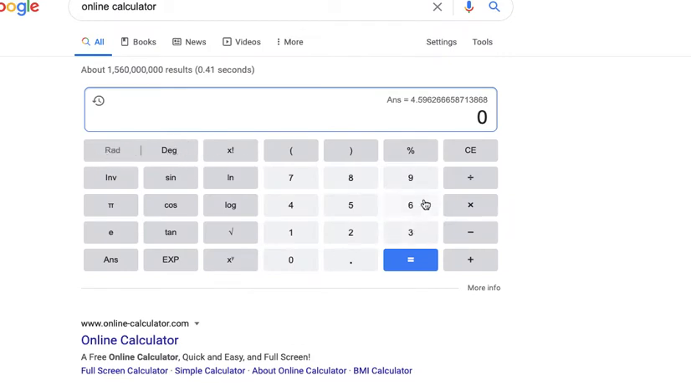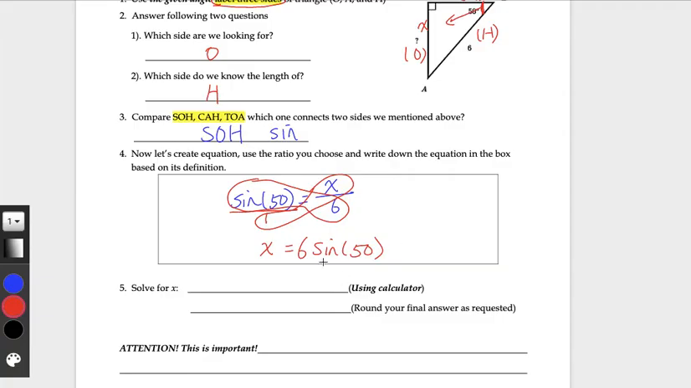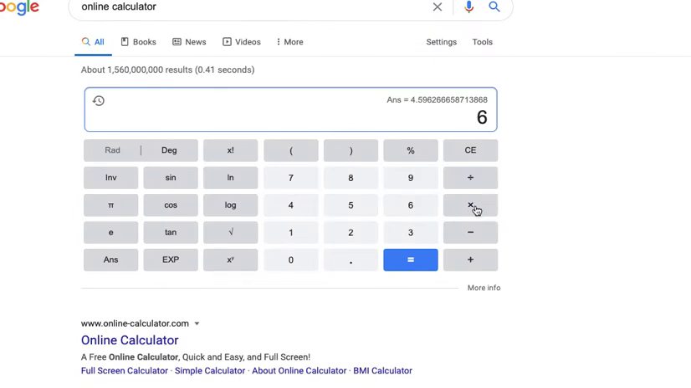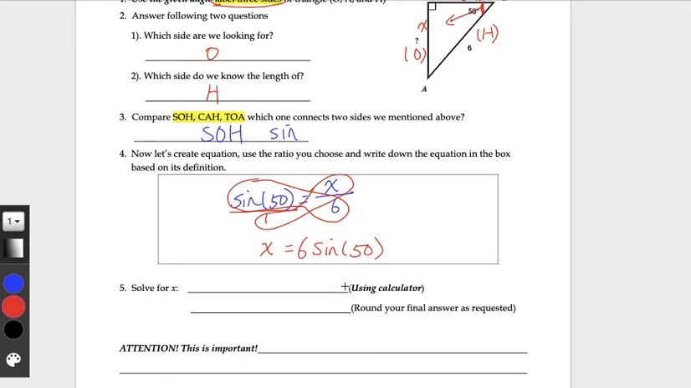So now we are going to type whatever we saw before, 6 times sine 50. So 6 times sine, they already have parentheses, 50, close parentheses, and enter. As you can see, the answer is 4.596. Such a long number, we are not going to write all of it. The way we type this is 6 times whatever you have here, and then we can run the answer.